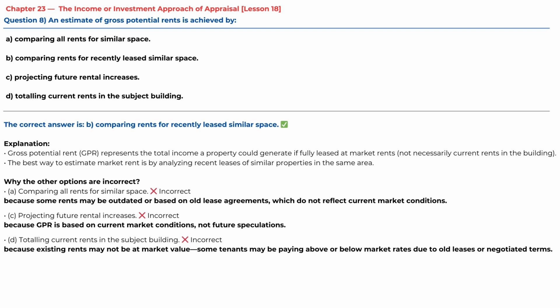C. Projecting future rental increases. Incorrect, because gross potential rent is based on current market conditions, not future speculations. D. Totaling current rents in the subject building. Incorrect, because existing rents may not be at market value. Some tenants may be paying above or below market rates due to old leases or negotiated terms.